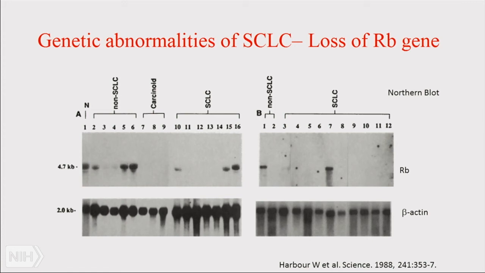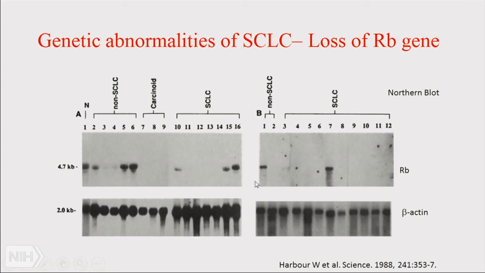the results from the beta actin probe. Here the density of the band shows the abundance of the mRNA. The first column is normal lung tissue, and numbers 2 to 6 are from non-small cell lung cancer. Numbers 7 to 9 are from carcinoids, which are also neuroendocrine tumors of the lung but with lower malignant potential. And 10 to 16 are from small cell lung cancer cell lines. What he observed is a loss of RB expression in the carcinoids, as well as in the small cell lung cancer cell lines.